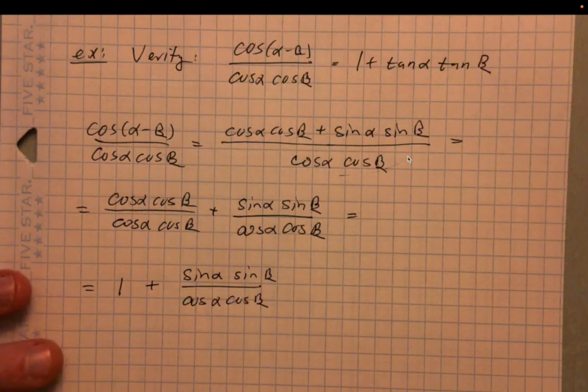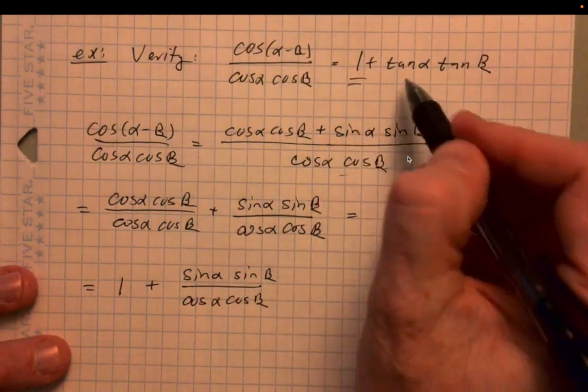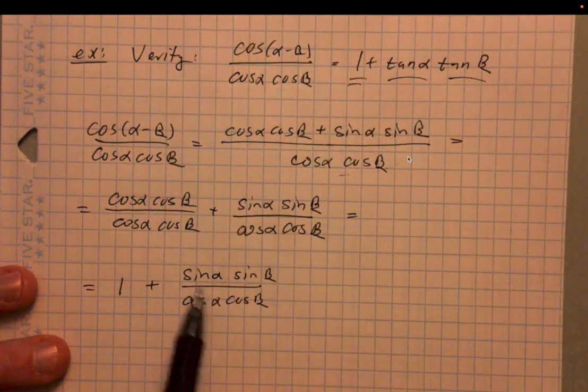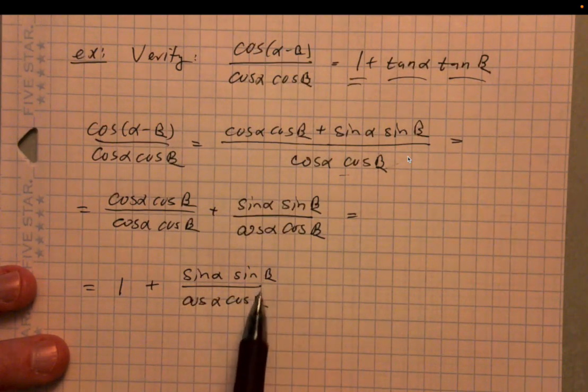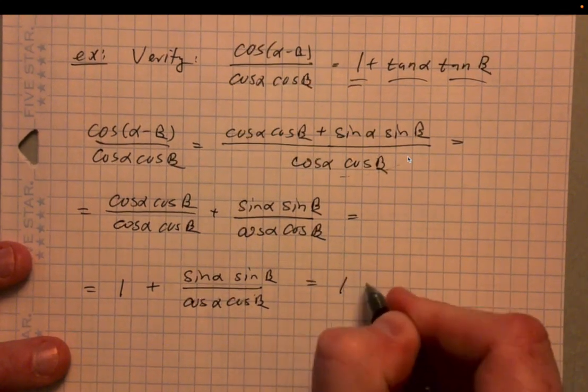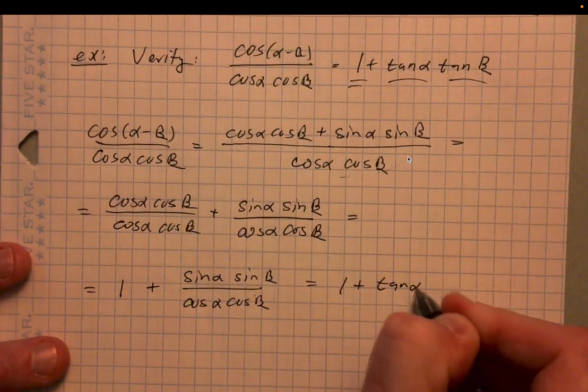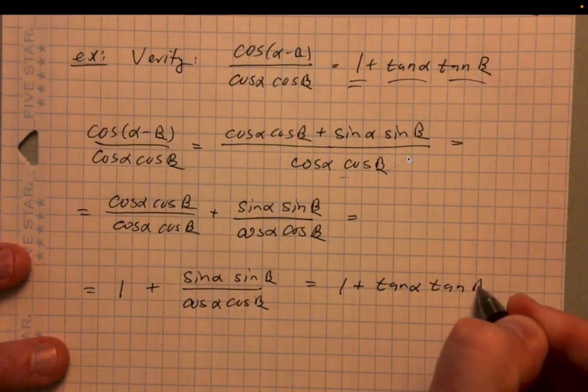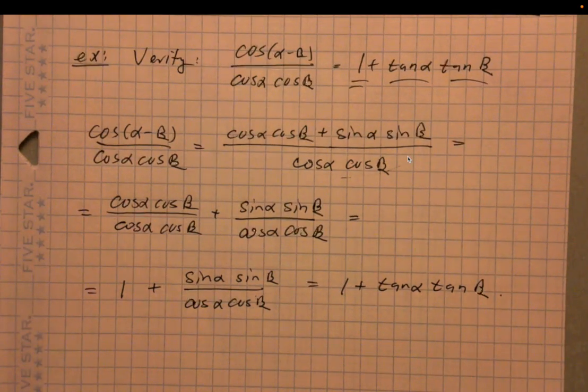Now remember what we're trying to get to. We've got the 1 plus, but we need the tangent alpha tangent beta. But you can see that this is sine alpha over cos alpha, which is just tangent of alpha, and sine beta over cos beta, which is just tangent of beta. And so we have it: 1 plus tan alpha tan beta. So we've got the expression that we're looking for. Okay. Very good.